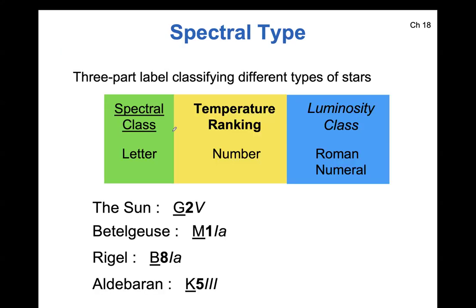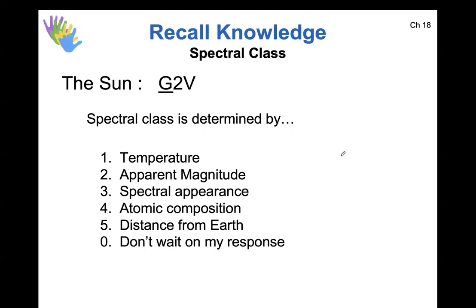Remember that spectral class, right, is the letter. Luminosity class is the Roman numeral. So when you say spectral class, we're just talking about the underlying letter. So what is it? Temperature, apparent magnitude, appearance, atomic composition, or distance? All right, got one vote so far. Anybody else?